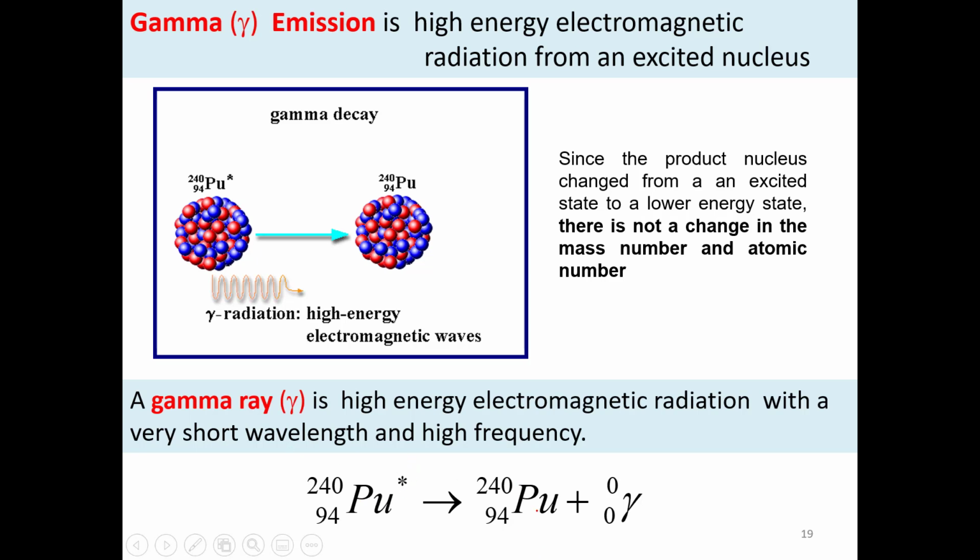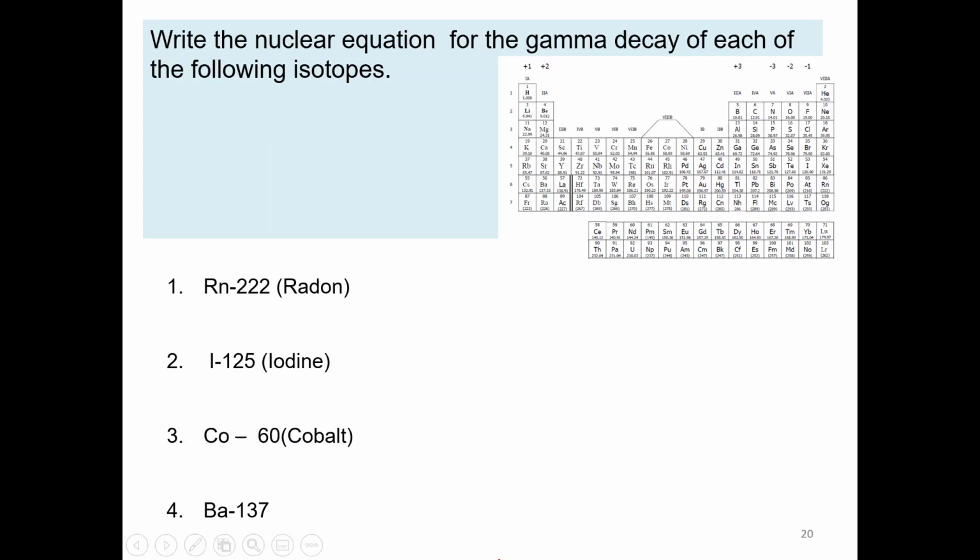And let's try to write the nuclear equation for the gamma decay in each of the following isotopes. We have radon, iodine, cobalt, and barium. Let's try with the first one.